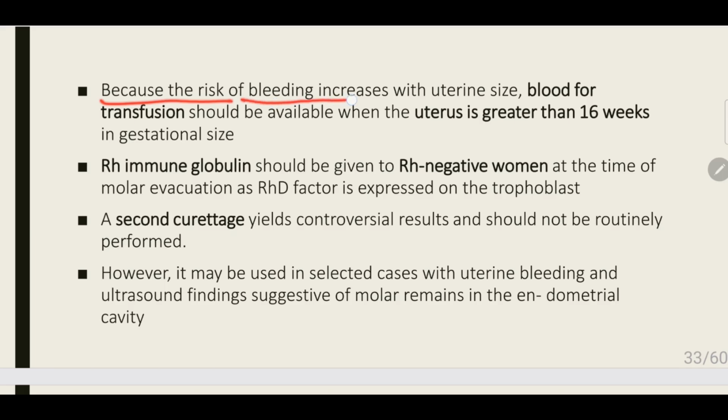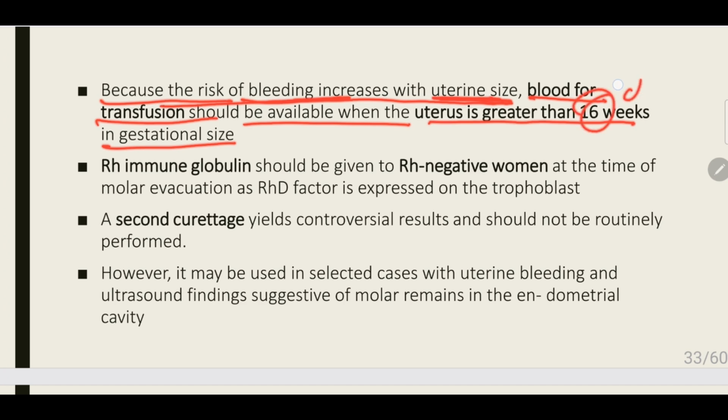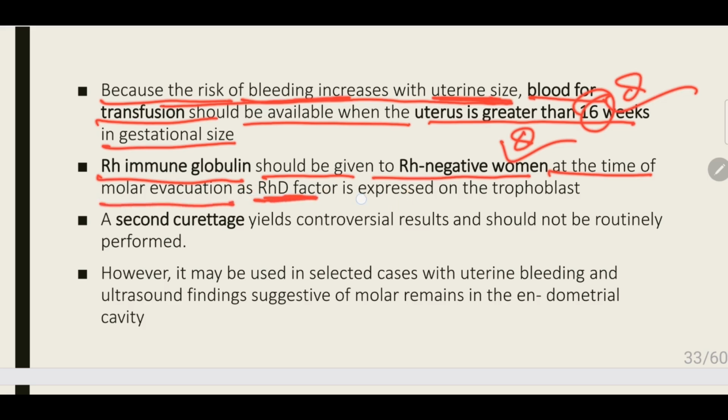Because the risk of bleeding increases with uterine size, as the uterine size increases, the risk of bleeding increases. Blood for transfusion should be available when the uterus is greater than 16 weeks in gestational size. Rh immunoglobulin should be given to Rh negative women at the time of molar evacuation, as the RhD factor is expressed on the trophoblast. So if the pregnant woman is Rh negative, then give Rh immunoglobulin.